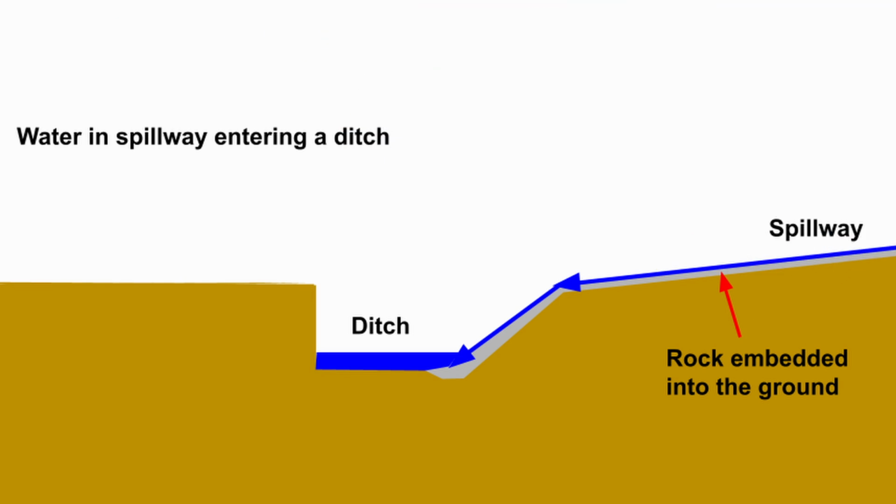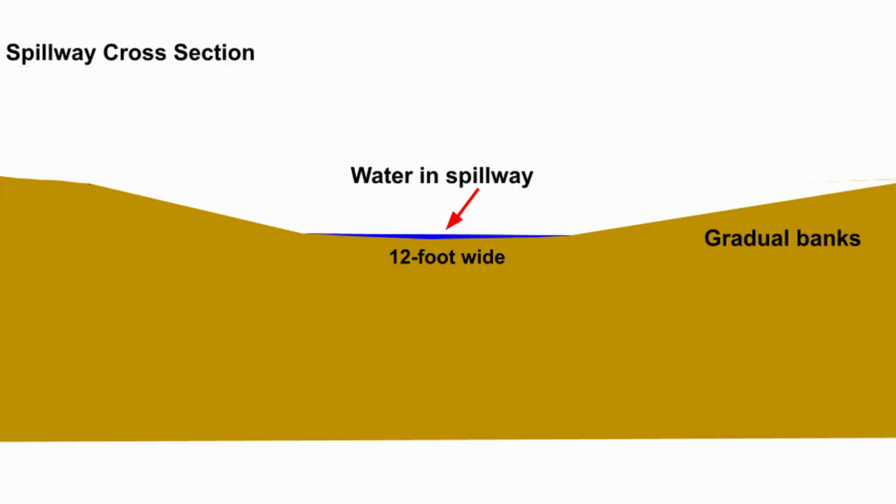Action must be taken to make sure that the downhill end of the spillway does not erode. This drawing shows how we used rock to armor the slope leading into a ditch at the end of the spillway so head cuts wouldn't form. A head cut that starts at the end of a spillway will advance up the spillway and eventually destroy the wetland that is built. The spillway should be built to be at least 12 foot wide with gradual sloping banks so water can spread out during a flood.